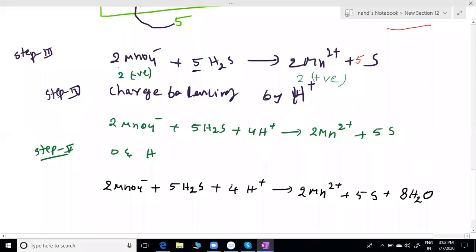I need to add here 6 H plus, I think. Because 2 into 2, 4 H plus here, 4 positive charge, not 2. 2 into 2, 4. So we have to add here 6 H plus ions. Because 2 minus only, but we need to get 4 H plus ion charges. Now check the left side and right side.